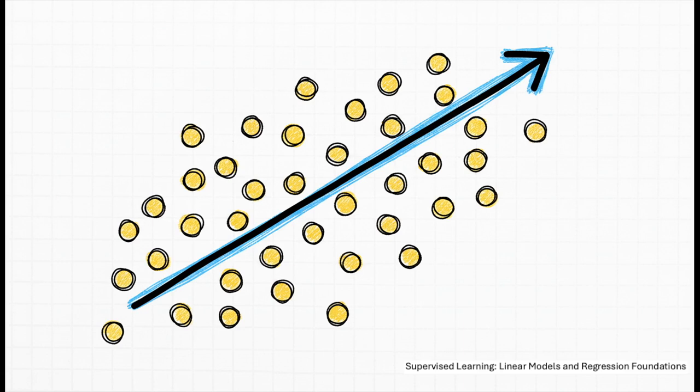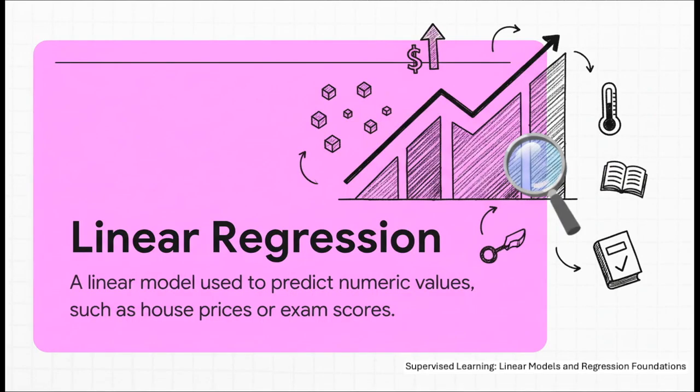It's the pattern, basically saying, hey, it looks like as a house gets bigger, its price tends to go up. And this really cool technique has a proper name. It's called linear regression. Linear because, well, it uses a straight line. And regression is just a fancy word for when you're trying to predict a specific number, like a price, a temperature, or maybe a test score.